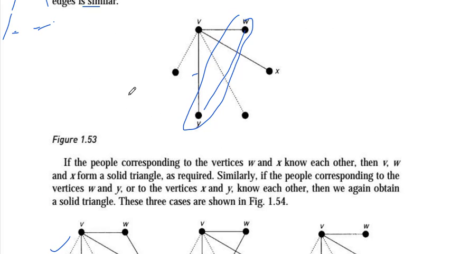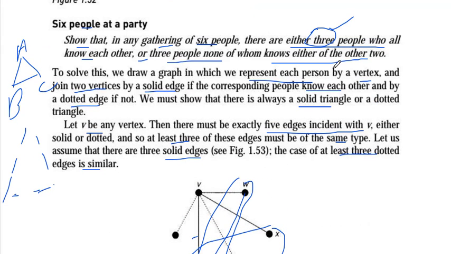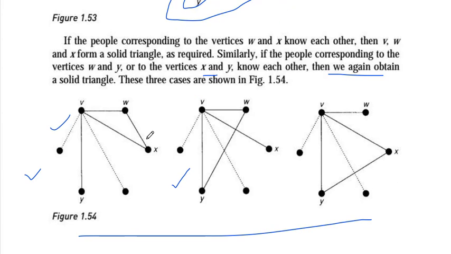Then let us assume X and Y know each other. Then we again obtain a solid triangle, V, Y and X. So in these three possibilities, we saw that there is always a solid triangle formed. What is the meaning of a solid triangle? That three people know each other. It's our theory, that three people know each other.